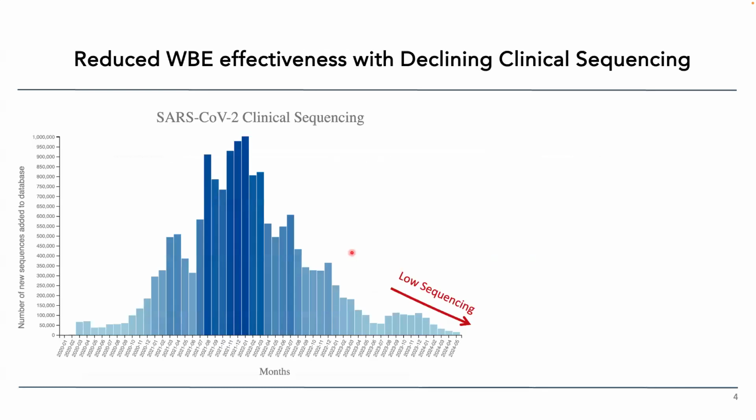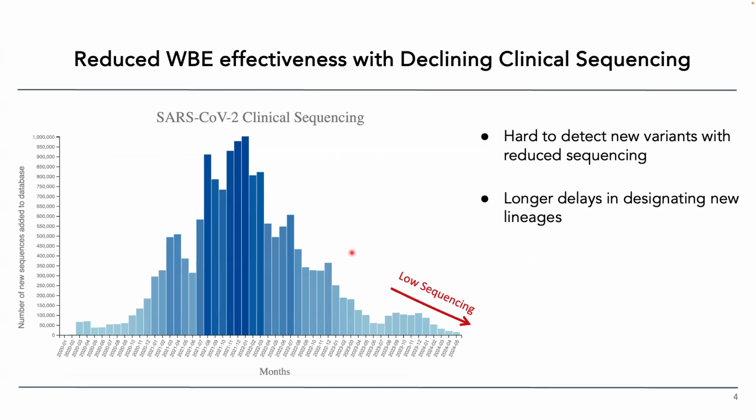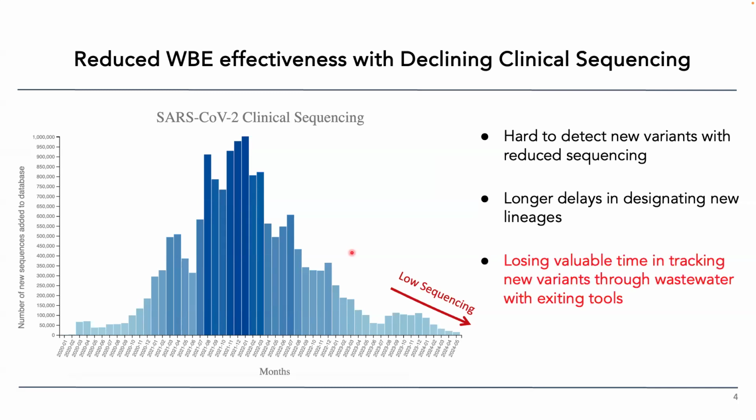So this graph shows the number of sequences that are deposited every month for SARS-CoV-2 in the global database. And we can clearly see that the sequencing rates have tremendously declined. So with this reduced sampling, it gets much harder to detect new variants. And because of this, we now see longer delays in designating new lineages, and such delays in lineage designation directly affect our ability to detect these new variants from the wastewater.